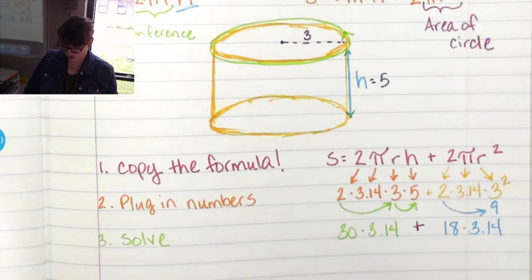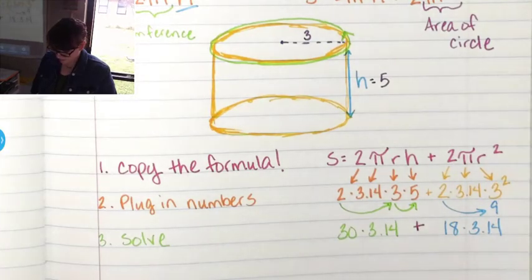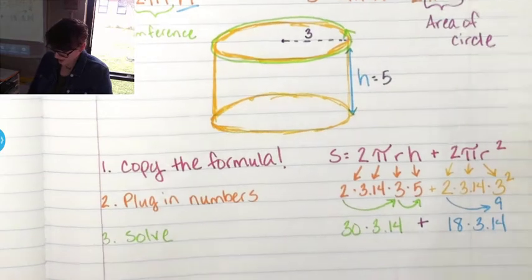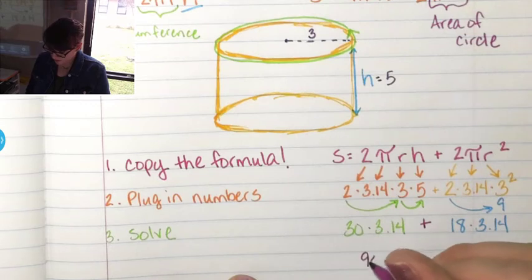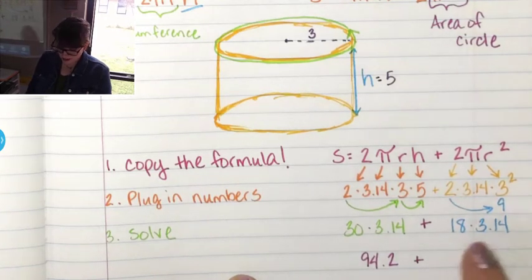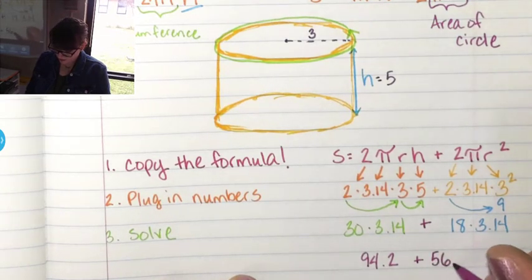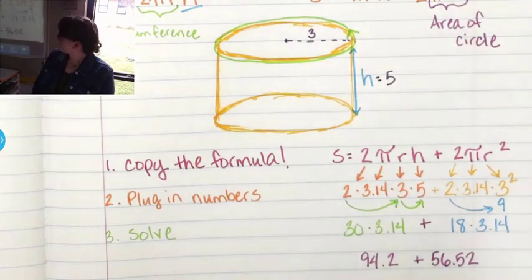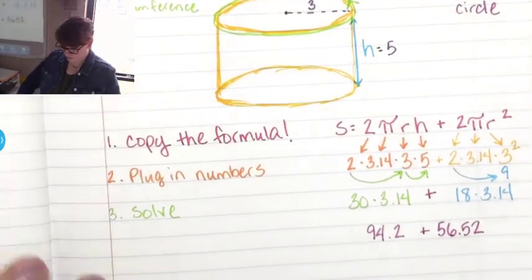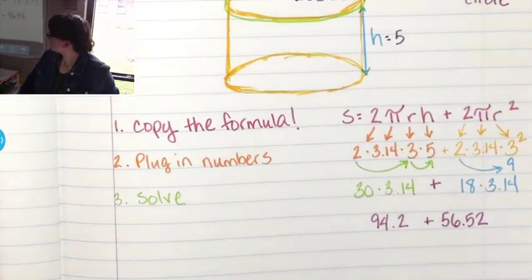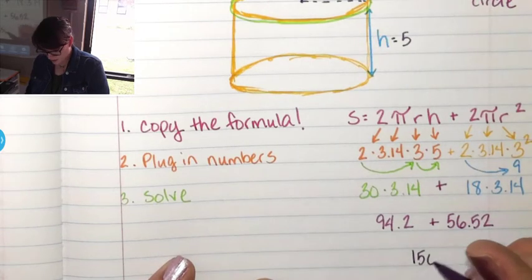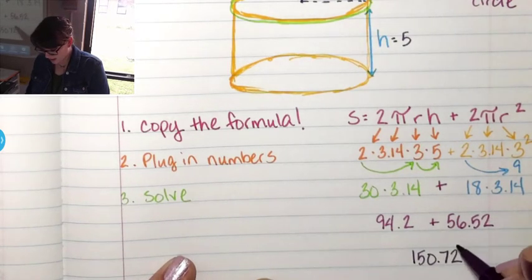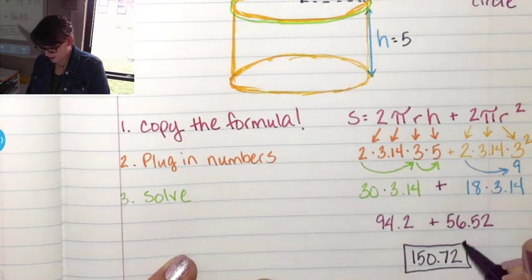So, I lost track. 30 times 3.14, just to save you the time, it's 94.2. And then 18 times 3.14 is 56.52. And then my last thing, I have to add those together, and I get 150.72. That is the surface area of that cylinder.